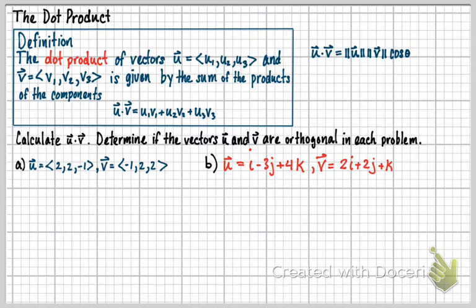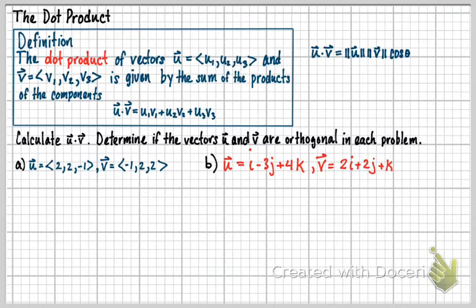So now what we're going to do first here, this question down here says calculate u dot v and determine if the vectors u and v are orthogonal in each problem. So what we're going to do here is we're just going to calculate the dot product. So that simply means we're going to use this first formula here. Okay, so let's get started.